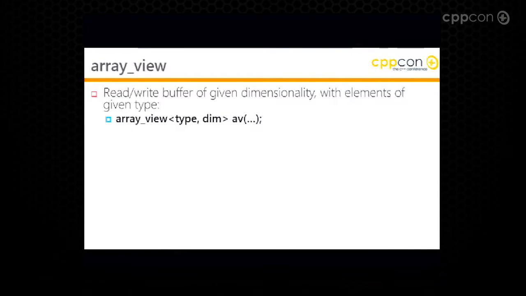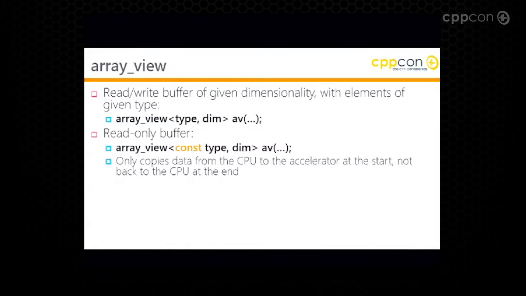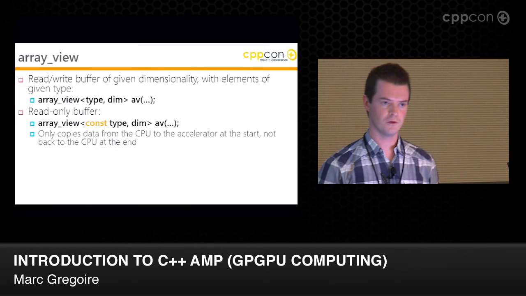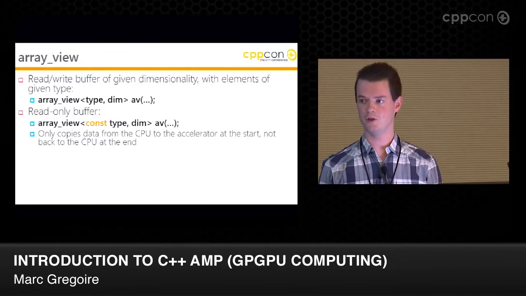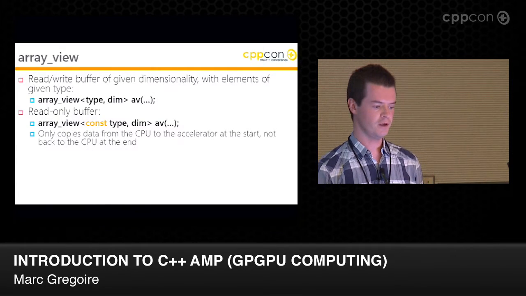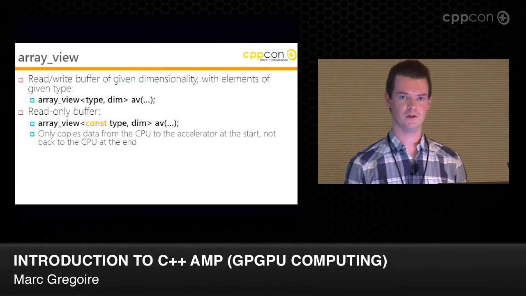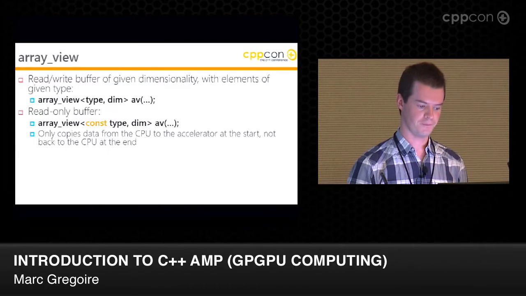An array view wraps a user allocated array. So you can make a read-write array view, just like on the previous slide. But you can also make a read-only buffer, and that's simply by specifying const here. By doing that, you're actually optimizing the code because it's a read-only array, so you will not change anything in it. That means that CppAmp only has to copy it in the beginning to the GPU or to the accelerator, but there is no point in copying it back to the CPU at the end because it's read-only, so it cannot change.